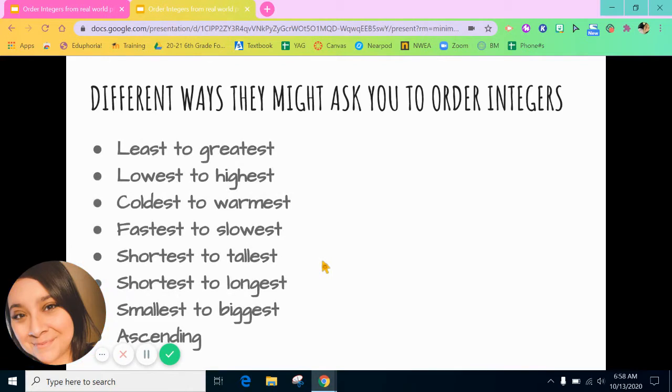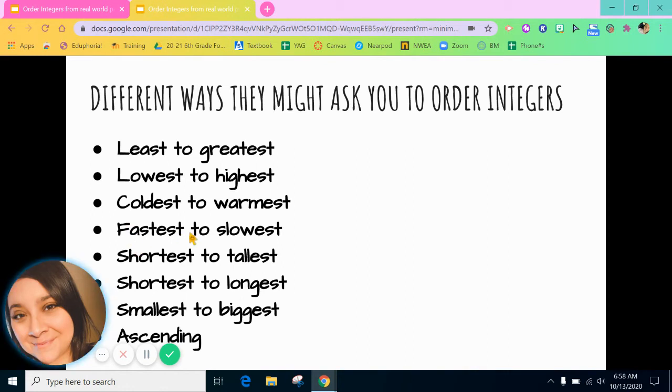But here we go. So of course we have least to greatest, lowest to highest, coldest to warmest, fastest to slowest, shortest to tallest, shortest to longest, smallest to biggest, and ascending. The two that trip the kids up the most is the coldest to warmest and the fastest to slowest. So cold temperatures are your low temperatures, and then warm temperatures are your really high temperatures. So it's least to greatest.